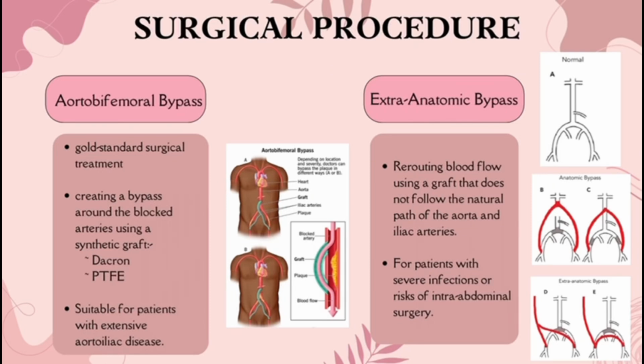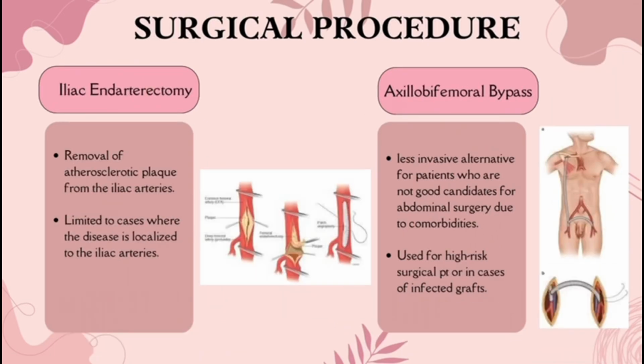Next is the extra-anatomic bypass, known as rerouting the blood flow using a graft that does not follow the natural path of the aorta and the iliac arteries. Basically, the grafts are placed to bypass the diseased segment using alternative routes. It's similar to the axillobifemoral bypass but can involve other routes, usually for patients with severe infections or risk of intra-abdominal surgery.